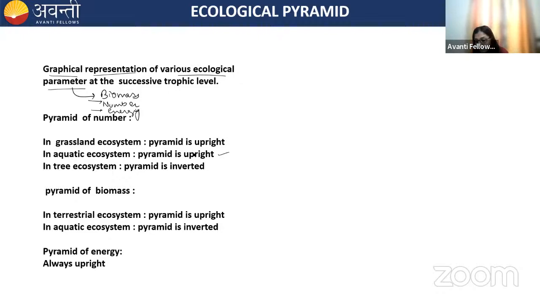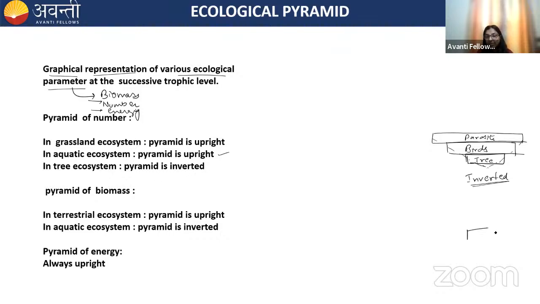In the tree ecosystem, the pyramid is inverted or spindle shaped. Let's say it's a tree, because the number of trees is less and the birds which are feeding on the trees would be more. And if parasites are present on the birds, the parasite numbers will be even more, right? So here we are obtaining the inverted pyramid. So in the tree ecosystem, the pyramid could be inverted or spindle shaped.